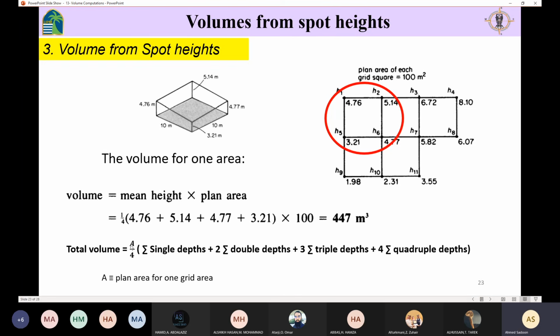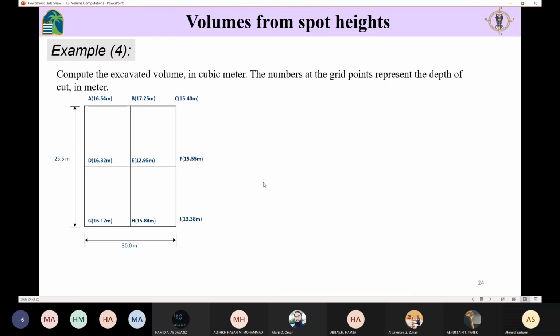So remember, the value of A is the plan area for one grid area, for one spot, for only one spot, not for the whole grid. So now let's see this example so that we can use the formula for the whole grid. Here we have this grid. It has been created so that we can determine the excavation volume. We have a grid of 9 points.